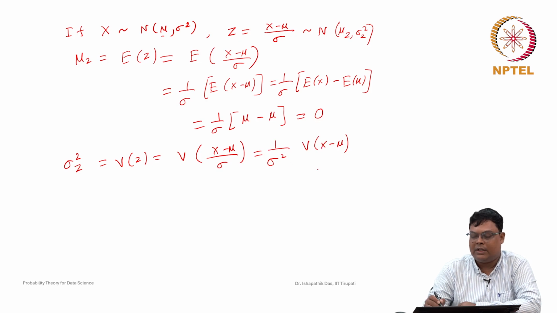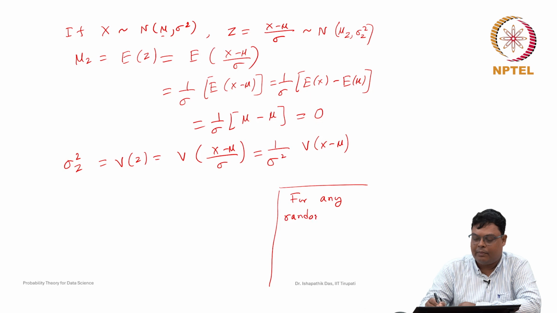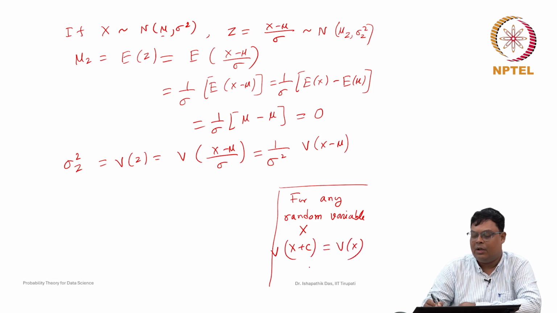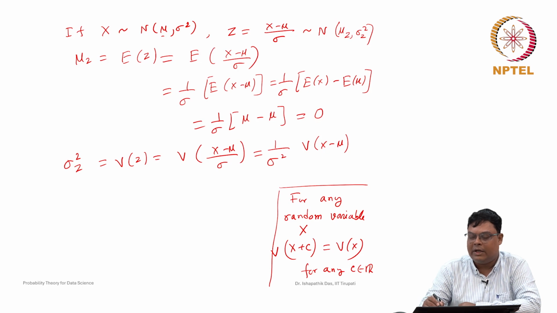Now, there is another property, which you may take as an exercise: for any random variable x, if you take the transformation x plus c, where c is a constant, the variance does not change for any c in the real numbers. The variance of x plus c is nothing but the variance of x. That is why, since mu is a real number, subtracting it, x minus c, gives the same variance. So this is nothing but the variance of x divided by sigma squared.